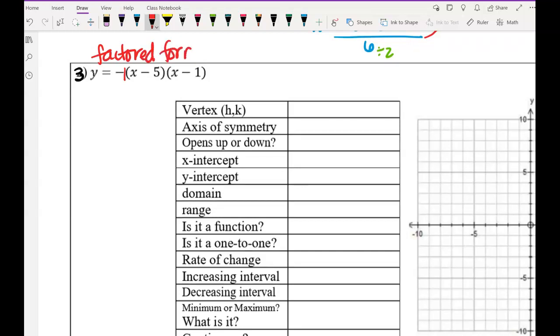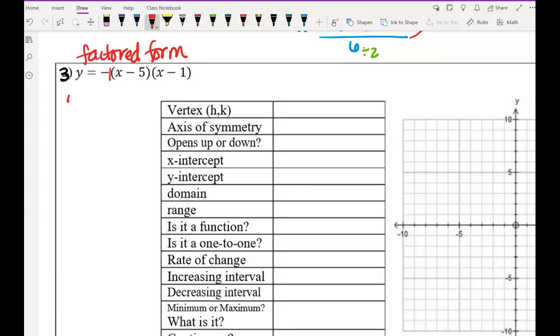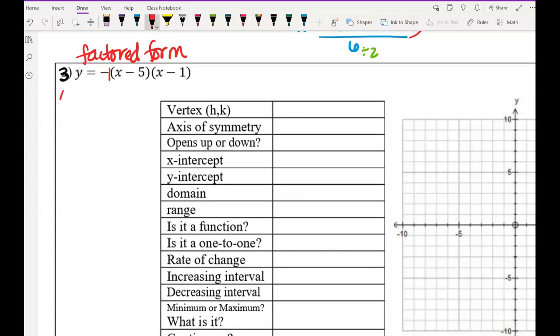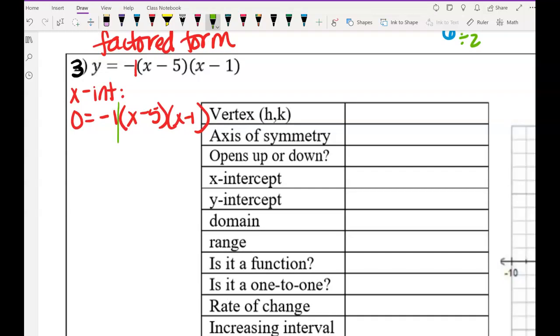And then remember, factor form is also called the intercept form. So the easiest, students, is really to find the x-intercepts. X-intercept, we want to take y and set it equal to 0: negative 1 times x minus 5 times x minus 1. And we are going to take each factor, just like unit 2, to solve for this. Take each factor and set it equal to 0.